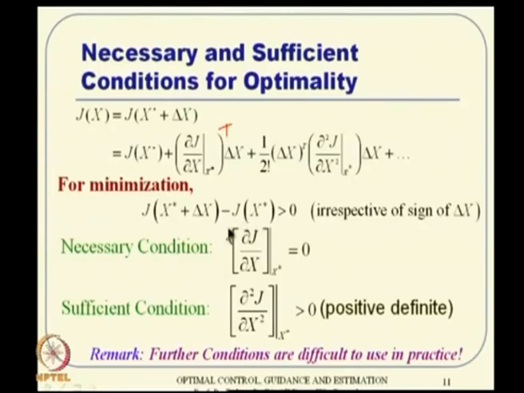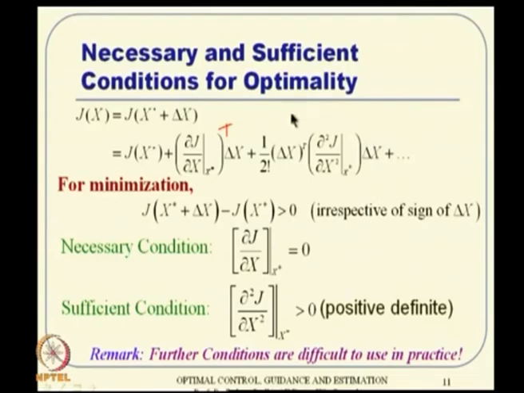So, the necessary condition turns out to be something like this, and the sufficiency condition, again going by the earlier idea: once this is 0, we will end up with this term, and this term has to be strictly positive for all non-zero delta x. And if you remember this del square J by del x square, once it is evaluated at x star, it is actually nothing but a matrix of numbers. So, this matrix of numbers multiplied with some vector transpose and right multiplied with the same non-trivial vector has to be a strictly positive quantity.